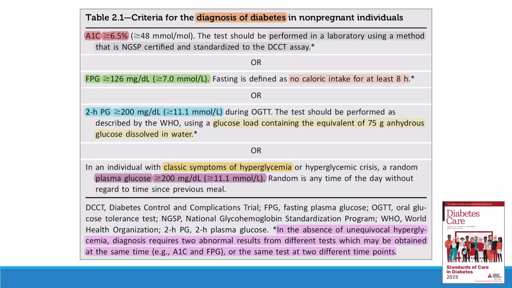All values are not diagnostic except if repeated and abnormal. If we have two abnormal values, it will be diagnostic. And the only criterion that can be used alone is a random with classical symptoms.